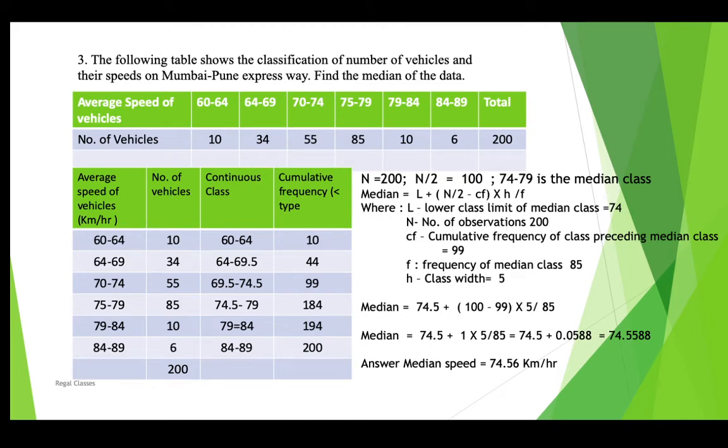Here again another problem. Following table shows the classification of number of vehicles and their speeds on Mumbai-Pune expressway. Find the median of the data. So you have to convert into continuous class, because the formula is based on the assumption that it is continuous. Substitute in the formula, and there you are with median speed calculation.